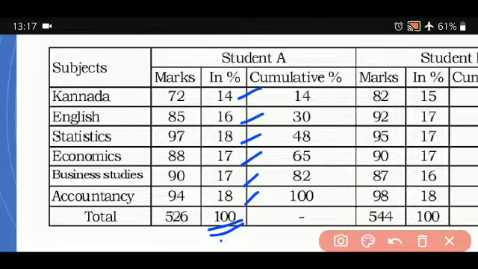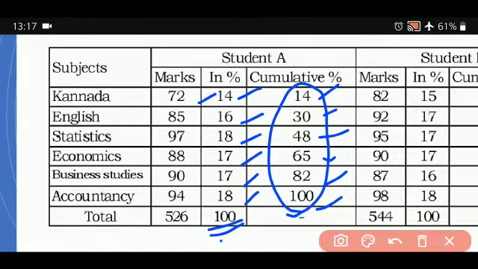Now in this particular example, they have again written the cumulative values. The first one is written as 14 as it is. 14 plus 16 is 30. Then 30 plus 18 is 48. Then 48 plus 17 is 65, 65 plus 17 is 82, then 82 plus 18 is 100. So these cumulative values will be marked. For student B, you are going to calculate on your own, individually. I will not explain that. You have to practice it on your own.